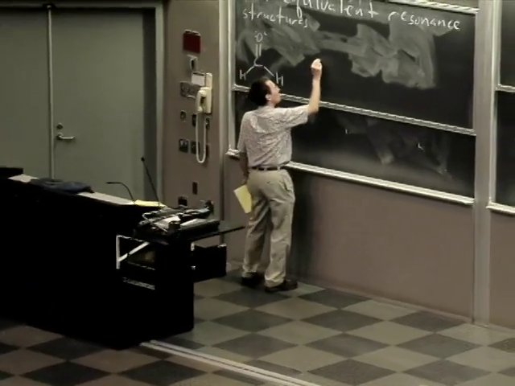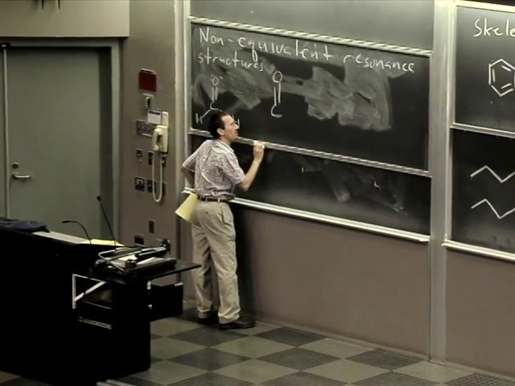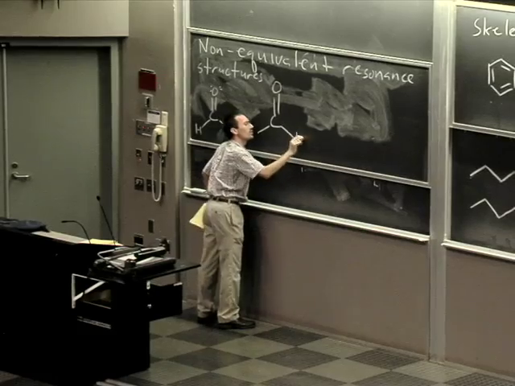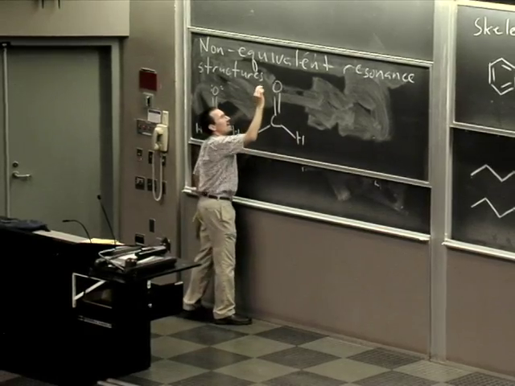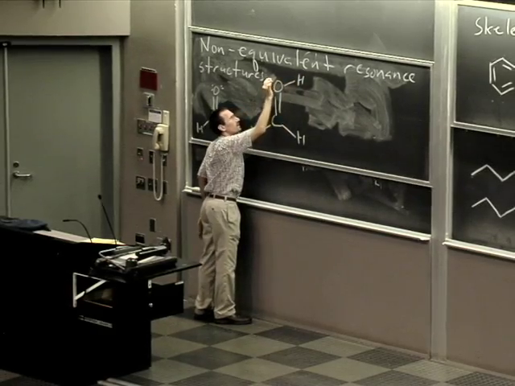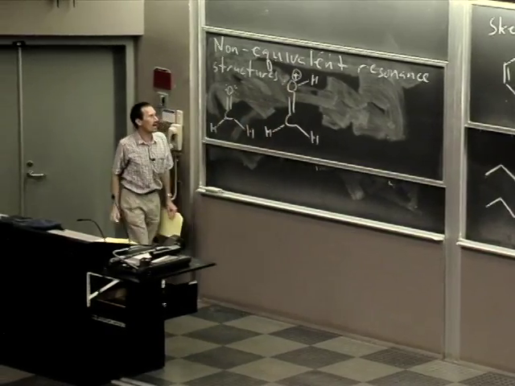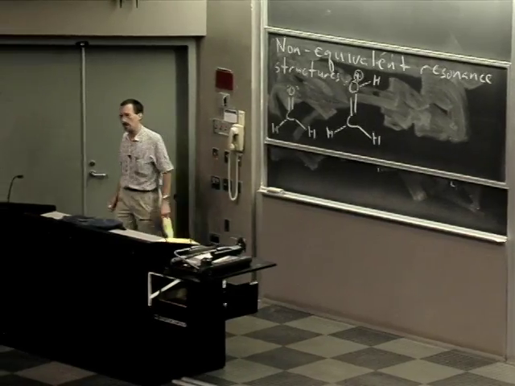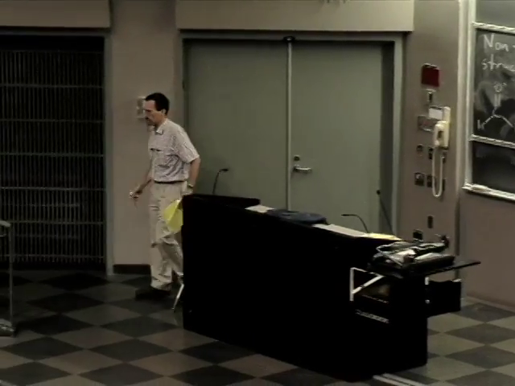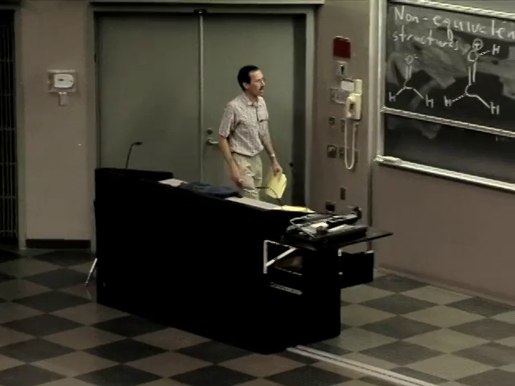But for now, I just want you to grant me this structure in which, as a thought exercise, I've put a proton onto the oxygen atom. That puts a positive formal charge on the oxygen, and indeed protonated formaldehyde has a positive charge on it. There's a second resonance structure that I can write.